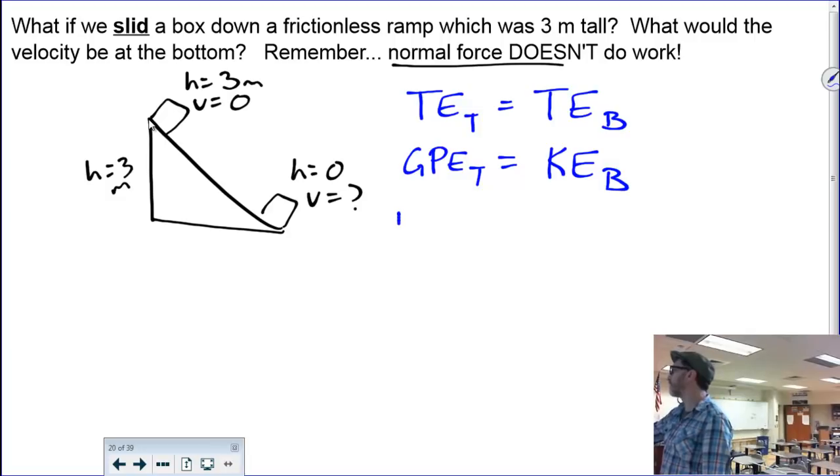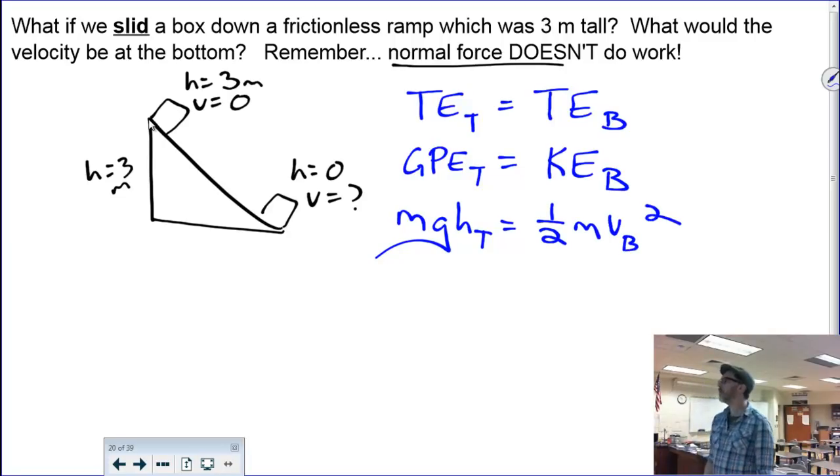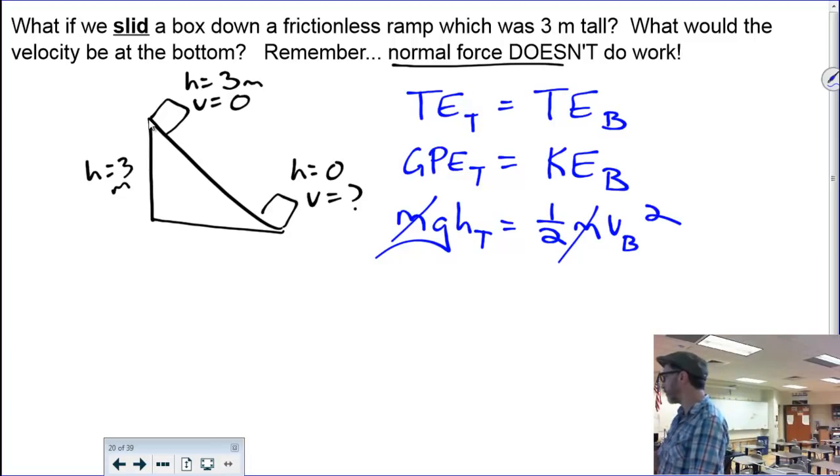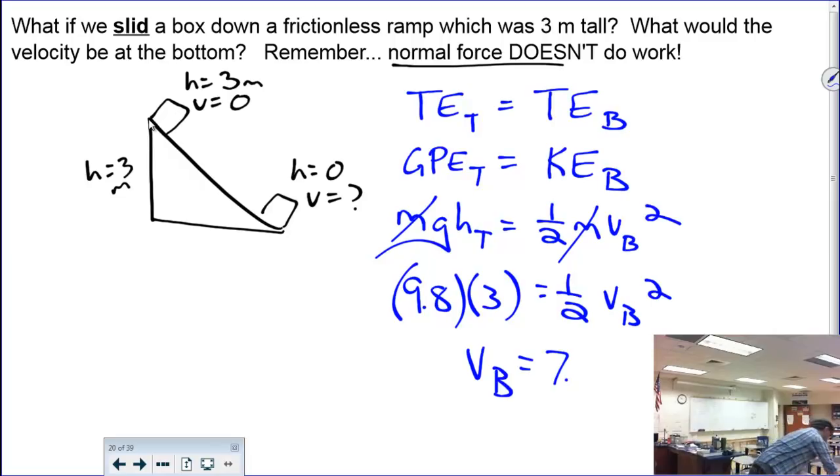So that means mass times acceleration of gravity times the height at the top is equal to 1/2 mass times the velocity at the bottom squared, right? Oh, okay, cool. And then my masses cancel out. So now I can plug in my numbers. Let's see, g is 9.8. Height at the top is 3. That's got to equal 1/2 the velocity at the bottom squared. Do some algebra and solve, and the velocity at the bottom turns out to be 7.67.